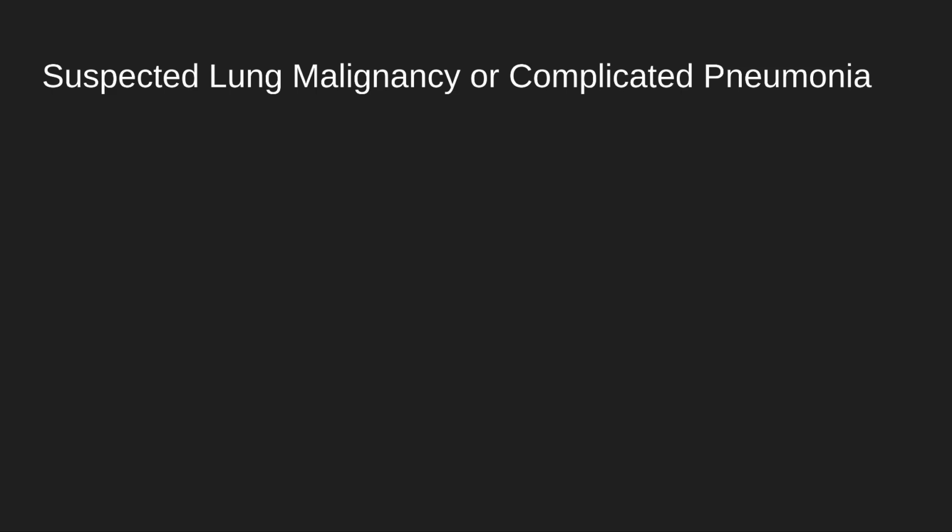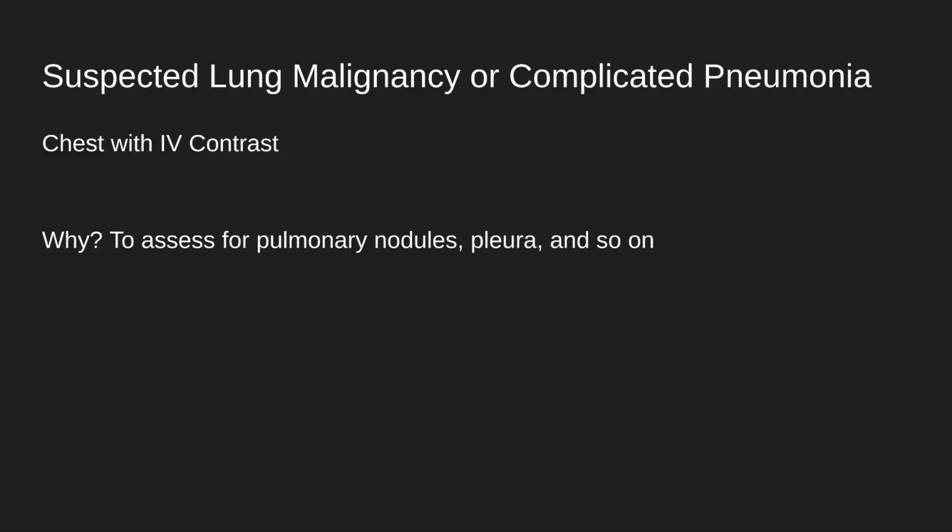Now, what about if they suspect lung malignancy, lung cancer? Or what if they suspect complicated pneumonia? What do you order? Chest CT with IV contrast. Typically, this is what you order if you suspect malignancy. Why? You want to look for nodules, you want to look for the pleura, is it thickened, like what's going on here, and so on. Is there atelectasis, many things.